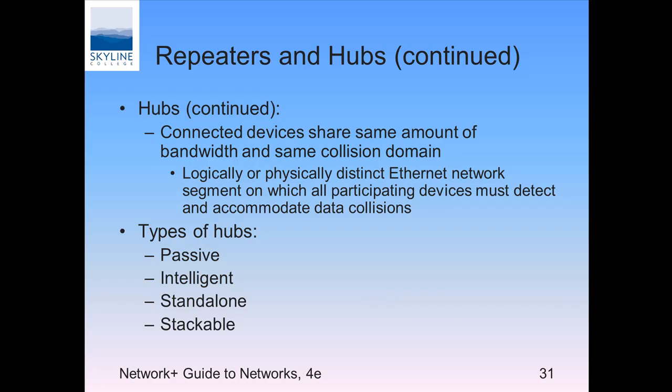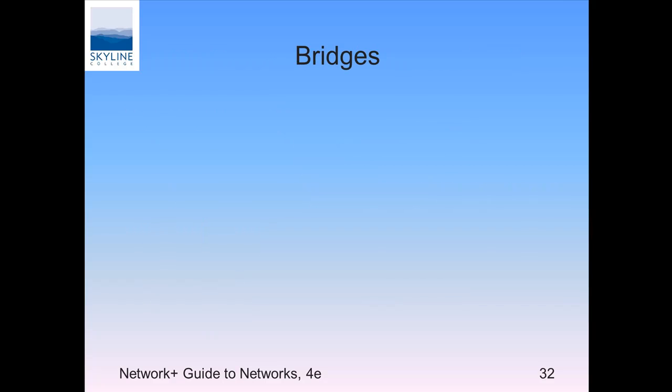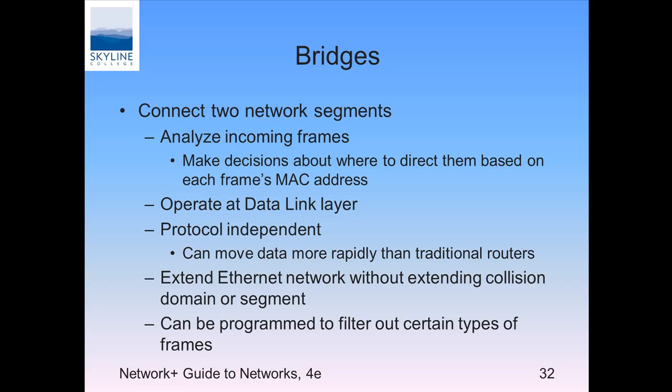Types of hubs: passive, intelligent, standalone, stackable. What you're going to see is stackable hubs. If you'll notice, they're vented out the side of them. A passive hub you're not going to see. A passive hub is one that doesn't actually regenerate the signal. It's not a repeater.